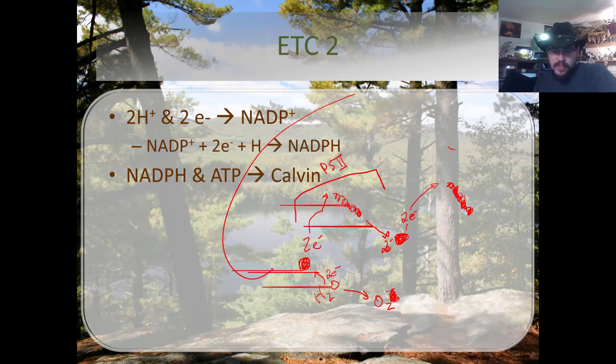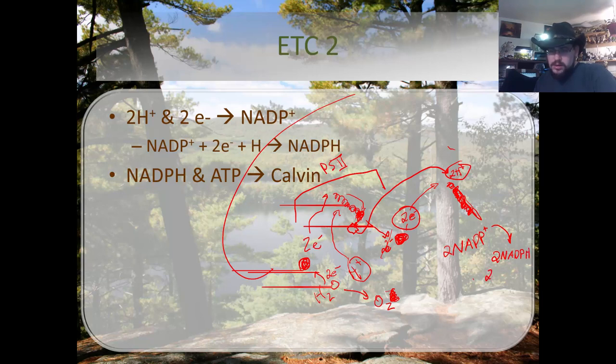At the same time, our protons here that went down here, came down here to synthase. We have those protons come down here. So we have two electrons, two protons coming down the transport chain where NADP picks them up and becomes 2NADPH.